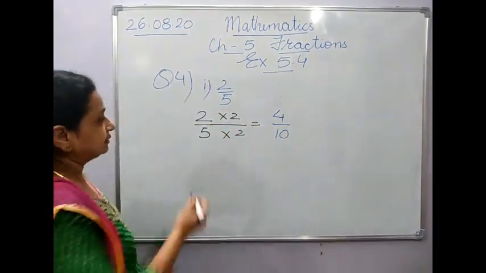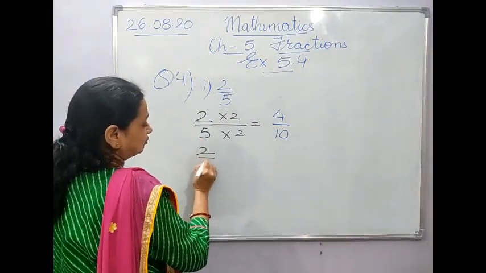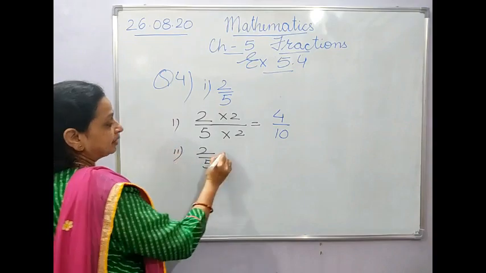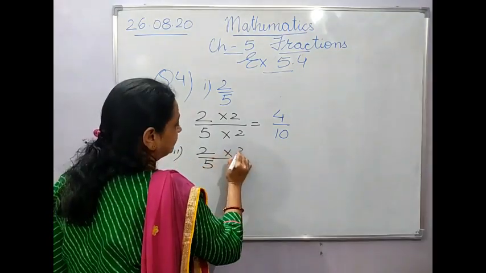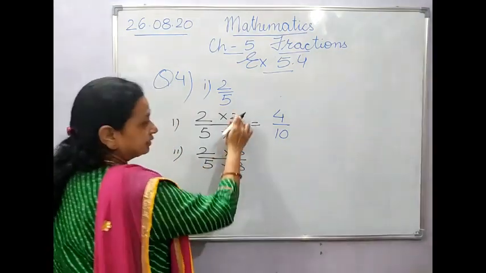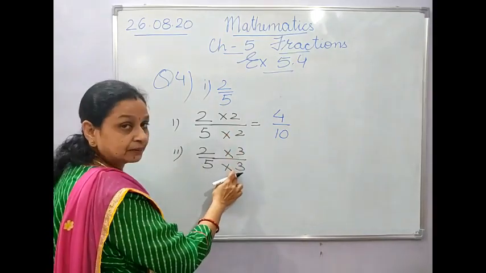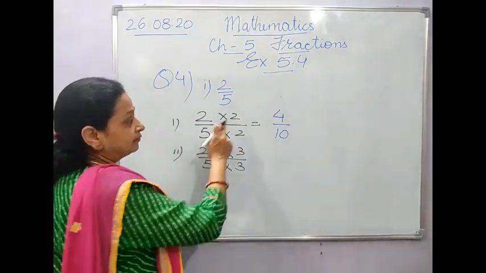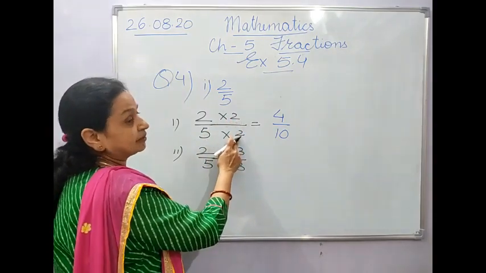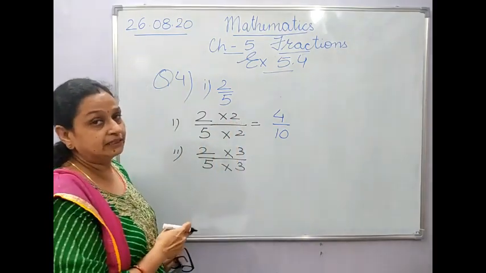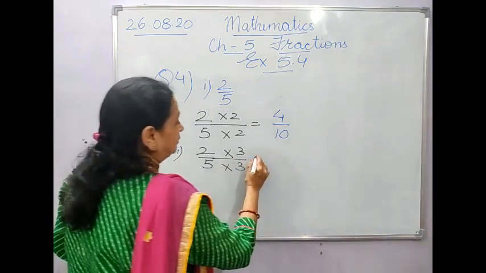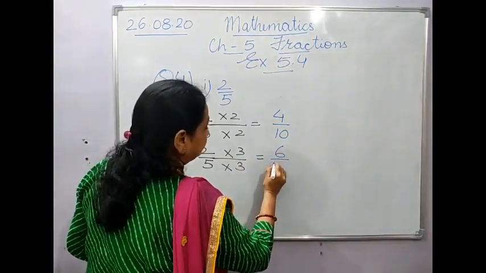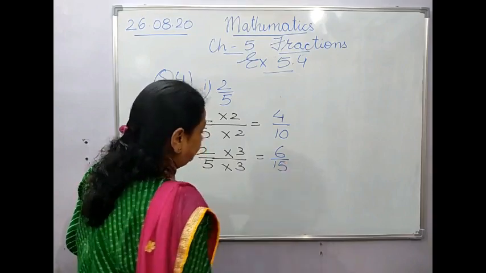Then you take the next one. Same, you have to make for the same one. This was your first, this is your second. Now you multiply it by 3. Here we have multiplied by 2. Here we will multiply by 3. Next 4, 5, 6, as many as we want to make. The numerator and the denominator has to be multiplied with the same number. So it will be 2 3s are 6 and 5 3s are 15.